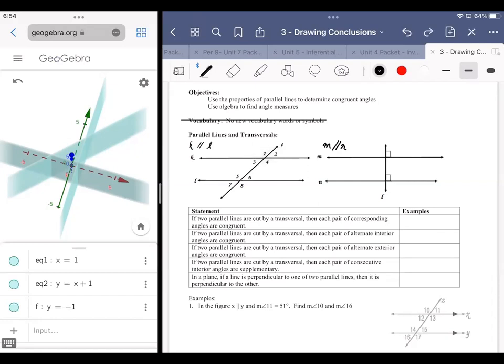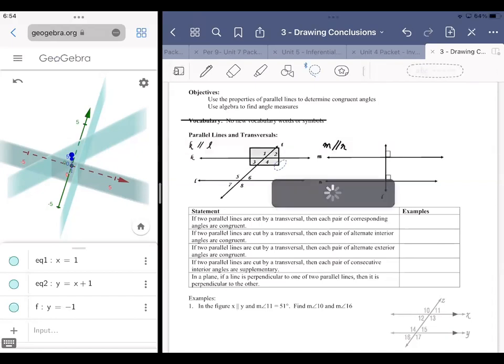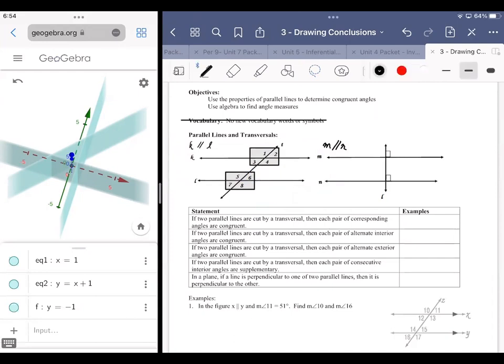I don't want to do it like that. I have my two clusters here. The upper left-hand angle is going to be congruent to the upper left-hand angle in the other cluster. So angle one is going to be congruent to angle five. The upper right-hand angle in the first cluster will be congruent to the upper right-hand angle in the second cluster. So angle two will be congruent to angle six.